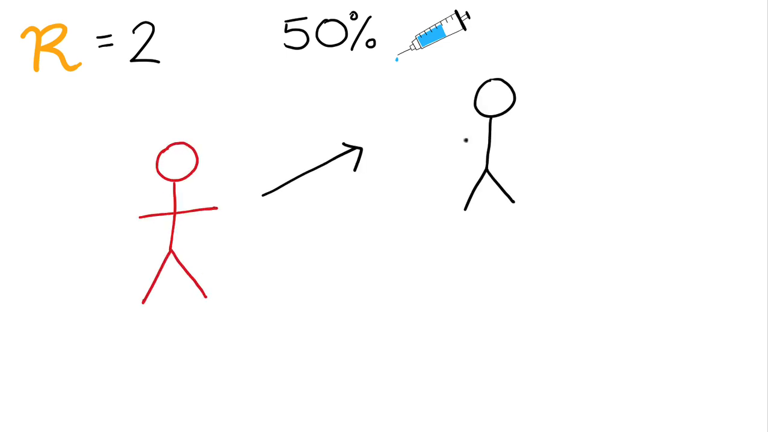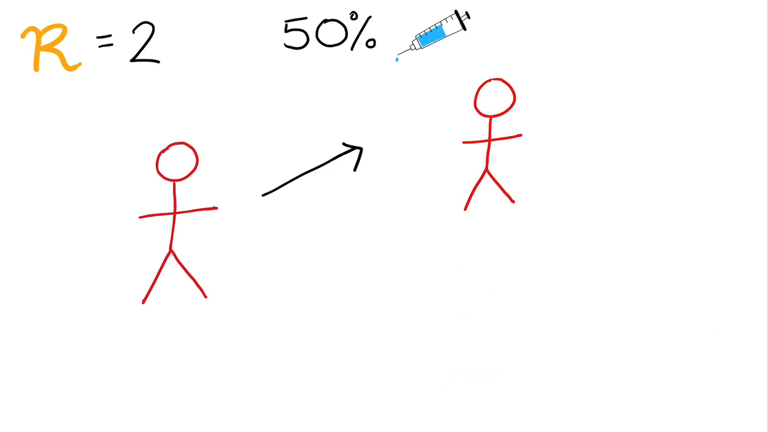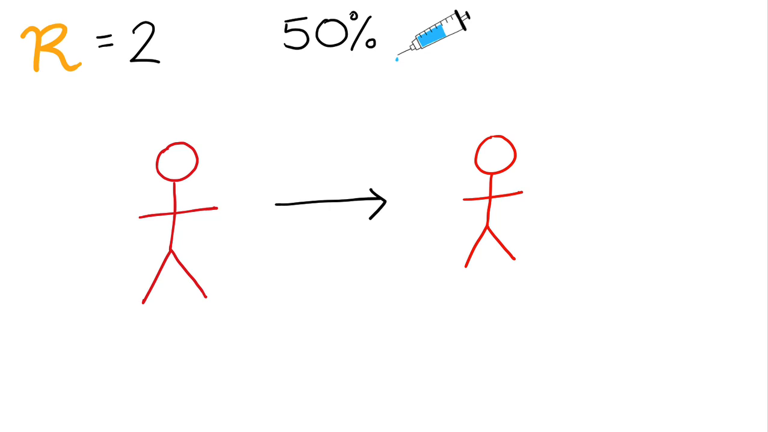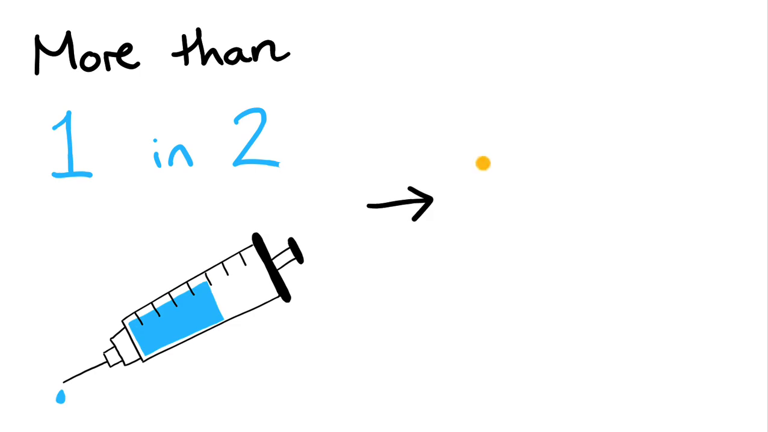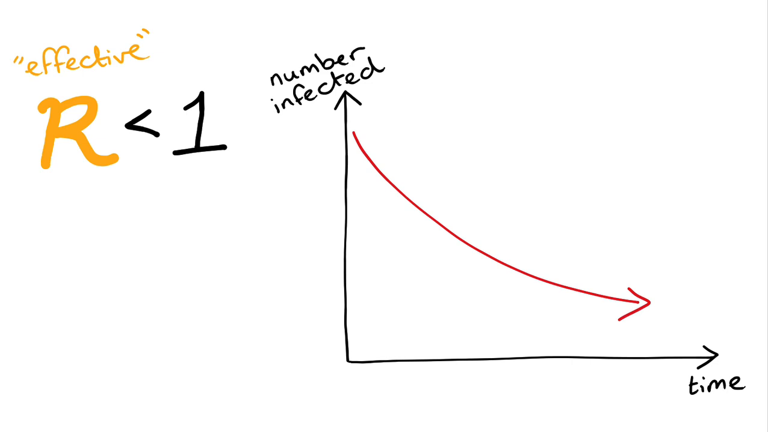For R equal to 2, let's imagine half of the population is vaccinated. If each person usually infects 2 people, but one of them is likely to be vaccinated, then each person only infects 1 new person on average. This means the effective value of the R number is 1. Therefore, if more than 1 in 2 people, or more than half of people are vaccinated, then we get R less than 1 and the disease will die out.